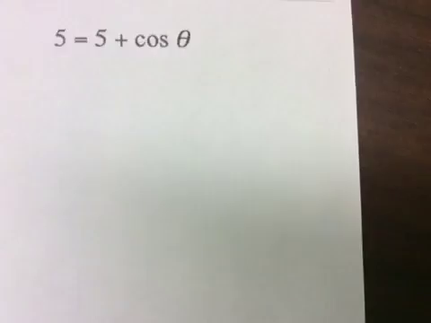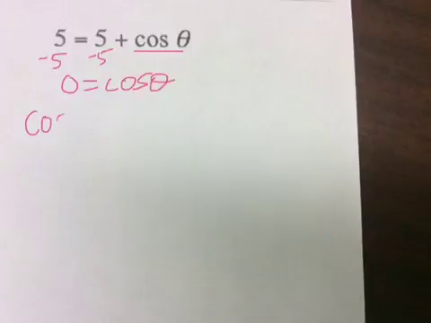Okay, let's move on to the next question. So in this question, we have a step to do first before we can take the inverse. And that is, we really want to isolate the cosine. So we're going to subtract 5 from both sides. So we have 0 equals cosine of theta. Okay, now you can throw that in your calculator, the inverse cosine of 0. And we already know what we're going to get out. We're going to get 90.